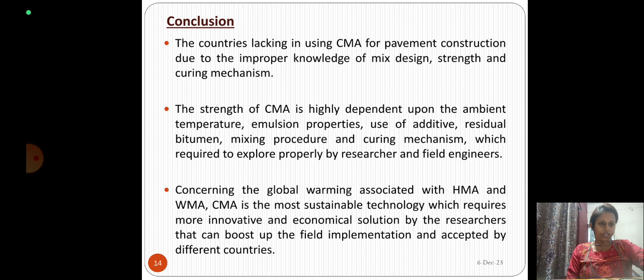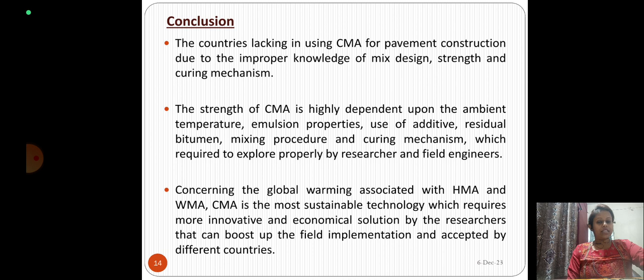Actually, this construction technology is very easy, but the problem is that it gains strength later. So it takes a long time to gain the strength. Whereas in hot mix asphalt, after 24 hours, we can allow traffic operation, due to which most of the countries are not utilizing this technology in their field. But nowadays, this construction is gaining attention due to environment and sustainability concerns.